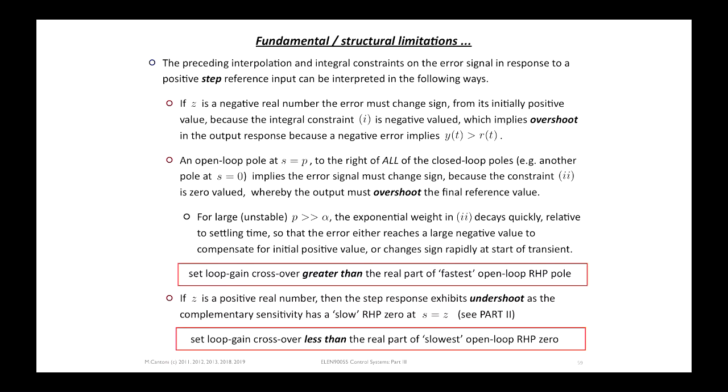Okay, and similarly, we arrived at this rule of thumb for how the loop gain should be sufficiently small at frequencies that correspond to the slowest open loop zeros in the right half plane, the slowest being the ones that are closest to the imaginary axis. And this is all about making sure that you don't get bad transient behaviour.